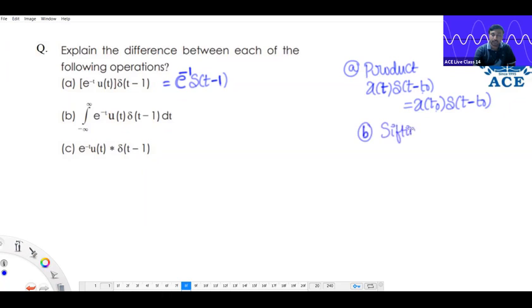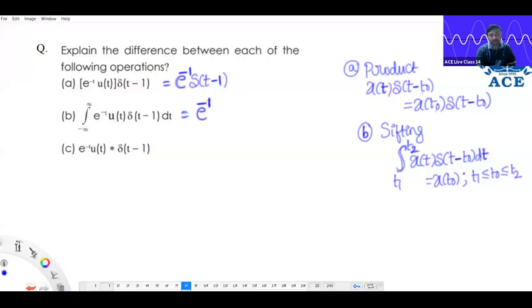Second bit, integral has impulse means we named that as which property? Sampling or shifting. Integral x(t) into delta of t minus t naught means x of t naught. Shift should lie within the limits. Of course, the answer is e inverse. Impulse existed at 1, directly substitute t equals 1, sir.